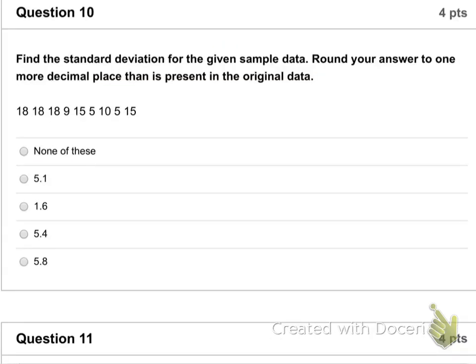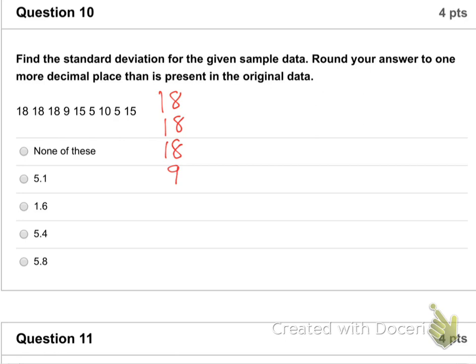All right, question 10. Find the standard deviation for the given subdivision. So here's our first calculation. Those first 9 questions were all just theory stuff, weren't they? So now we're going to actually crank it out on our calculator. Let me write these a little bigger for you. 18, 18, 18. So what are we going to do with these numbers? Put them in the calculator.